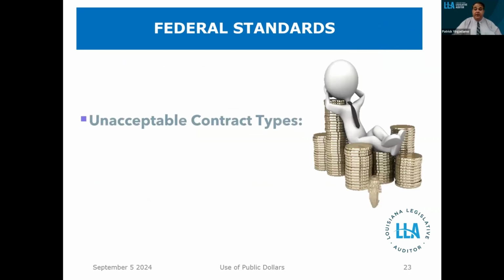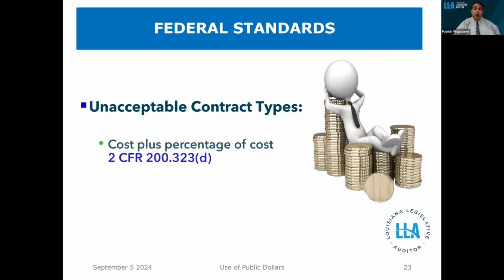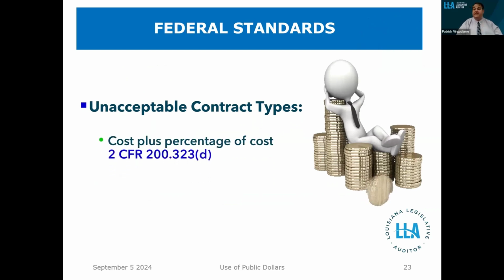It's important to note there are specific contract types that are deemed unacceptable, and if you have these, you will be disqualified from reimbursement by the feds. Cost plus a percentage of the cost. You can't agree to a contract which says, I'm going to pay you, contractor, this amount and then a percentage of that total cost to you as a fee. The reason for this is there's no incentive for the vendor or contractor to keep costs reasonable, because the more the costs go up, the more they get, because it's a percentage. Because it's rife for potential abuse and problems, the feds have basically said you can't do that.